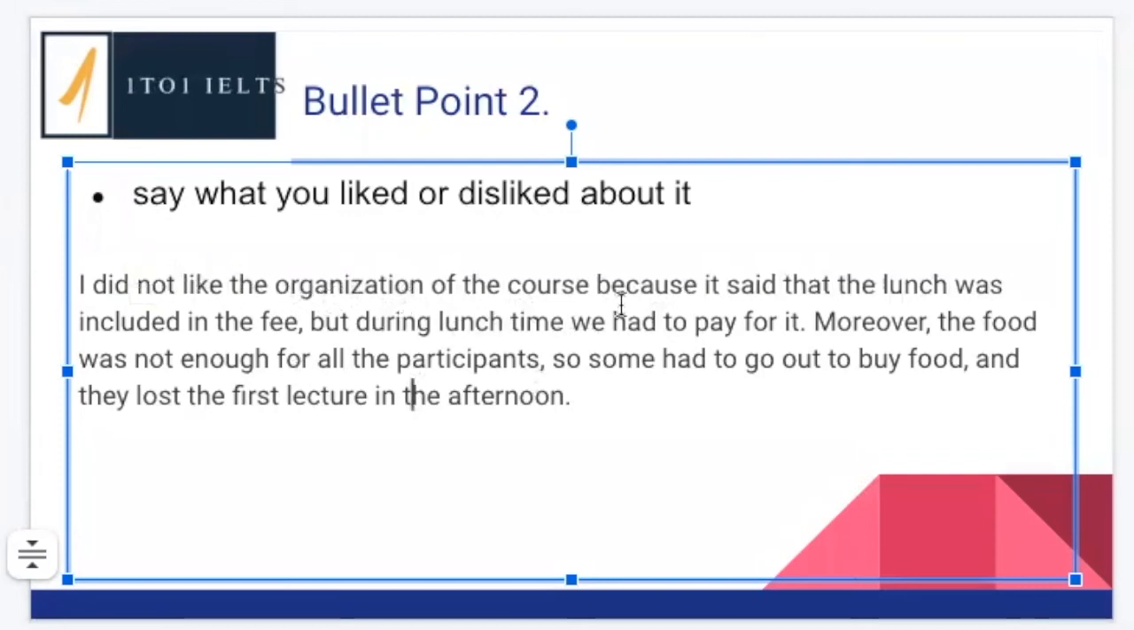So, I did not like the organization, of course, because it said that the lunch was included in the fee. That's great. During lunchtime, you had to pay for it. That's fine. Moreover, the food was not enough for all the participants. Good. Some had to go out to buy food and they lost the first lecture in the afternoon. This is very much, I'm thinking, that Nabila is translating from Spanish. In English, we wouldn't say lost. Can anyone tell me what the word is? Missed. Good job.